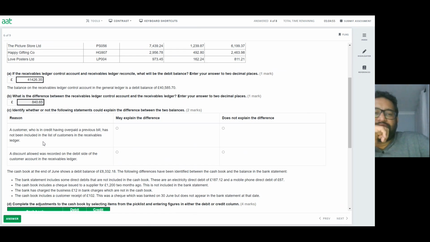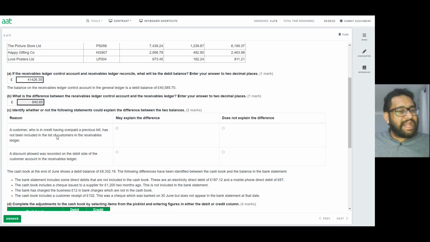A customer who's in credit, having overpaid a previous bill, has not been included in the customer receivable ledgers. Yes. So if somebody is in credit, that means their balance goes on the credit side of my ledger control account. So what happened in that scenario? The ledger control account is definitely going to show a lower balance.